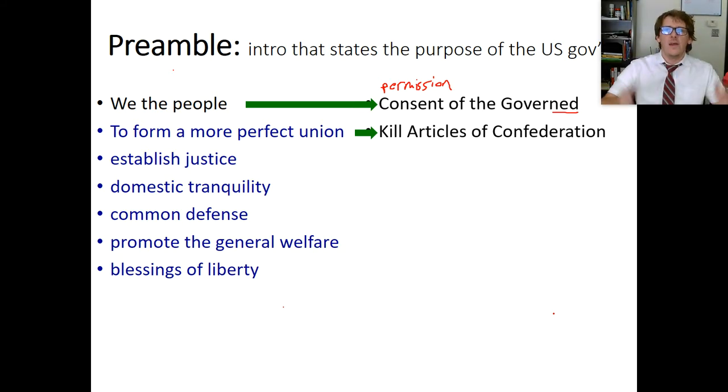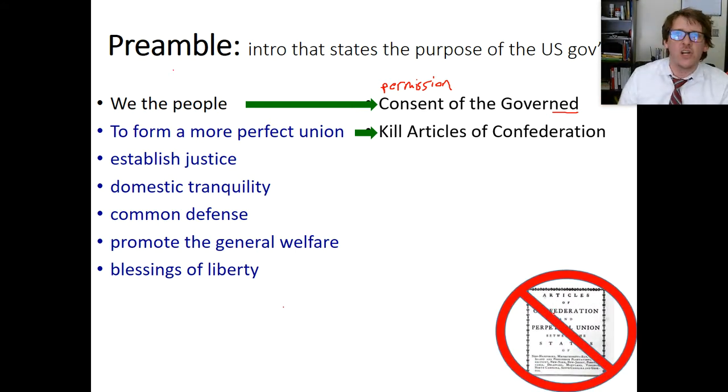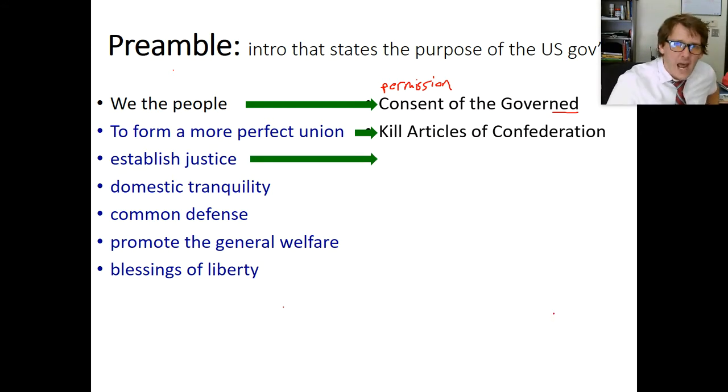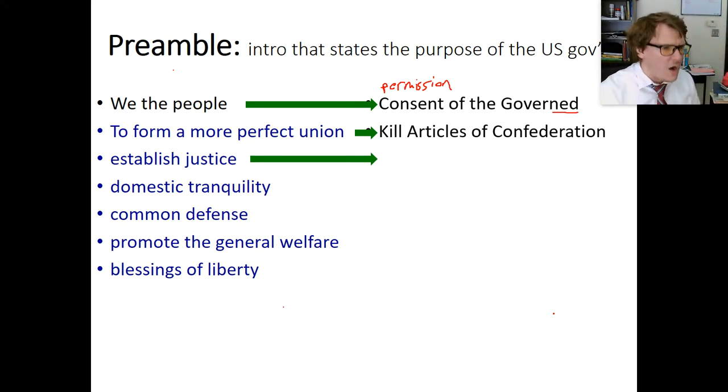But the first thing that we the people want, that we request of the government, is take that old government, get rid of it, take it out back and chop its head off. We don't want it anymore. We want you to get rid of the Articles of Confederation and create a new government and do the following things. Establish justice. This is common sense, right? So now we've gotten rid of the Articles of Confederation. God, get out of there! Articles of Confederation.